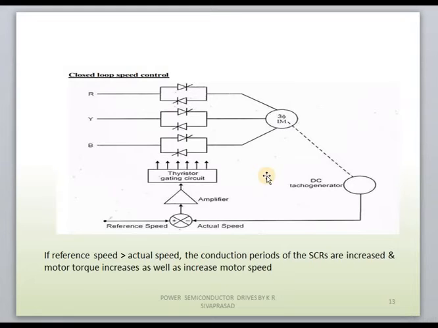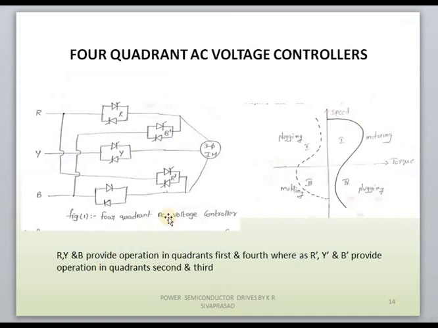For example, if your reference speed is equal to the actual speed, there is no need of any changes in the conduction period of SCRs. The required firing angle is enough to control the speed of the machine. So that is a closed loop operation. We can use this one. And this application, the AC voltage controller, that is, stator voltage control, is also used for 4-quadrant operations.